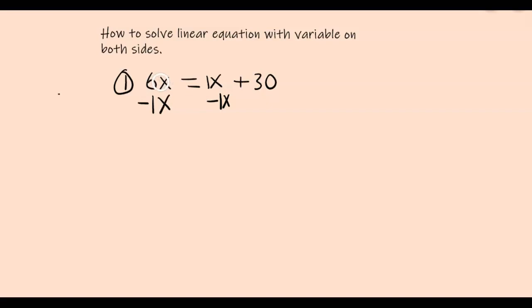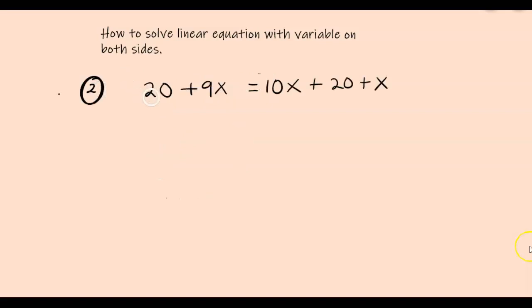Now 6x minus 1x is like 6 oranges minus 1 orange will be 5 oranges. Here a 0 is gone. You write your 30. Realize it's multiplying. So we divide by 5, and here we divide by 5. And our x is 6.